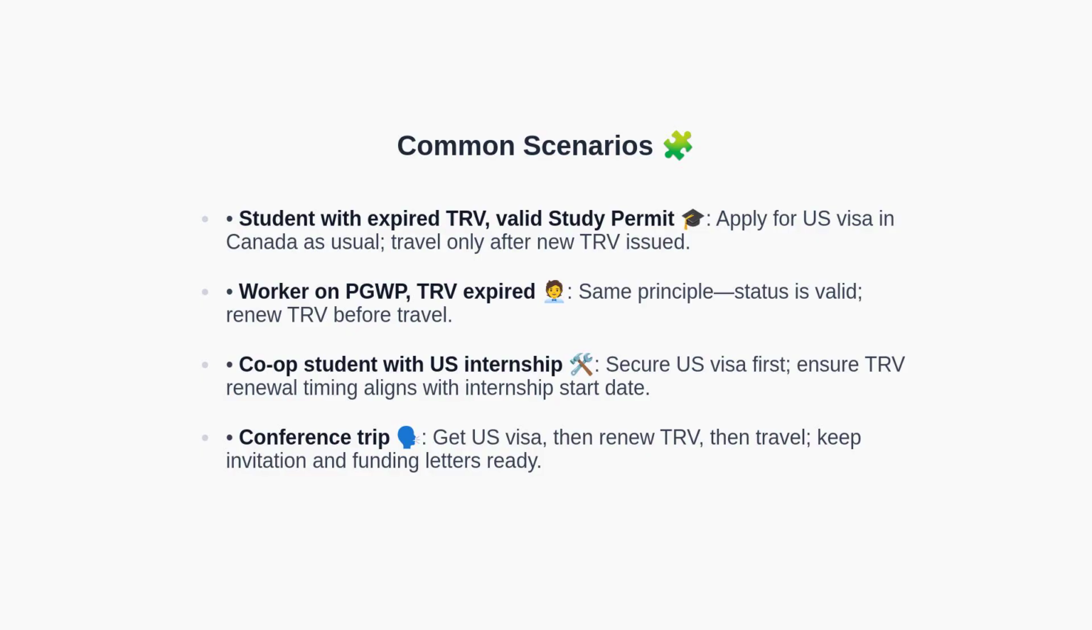First, a student with an expired TRV but a valid study permit can apply for a U.S. visa from within Canada. Travel should occur only after the new TRV is issued. Second, a worker on a post-graduation work permit with an expired TRV can also apply for the U.S. visa. They should renew the TRV before travel. Third, for a co-op student with a U.S. internship, secure the U.S. visa and ensure TRV renewal timing aligns with the internship start date. Fourth, for a conference trip, obtain the U.S. visa, then renew the TRV, and travel only after the TRV is issued, keeping invitation and funding letters ready.